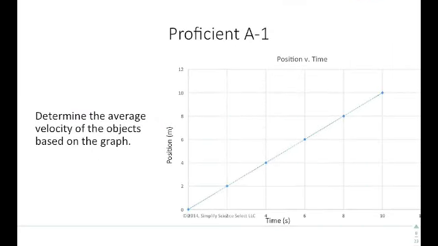In this one, it says determine the average velocity of the objects based on the graph. So if you were to look at this particular graph, I'm trying to figure out what the average velocity is.